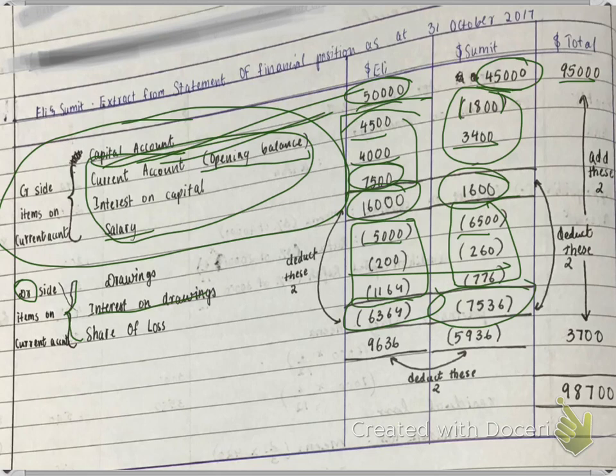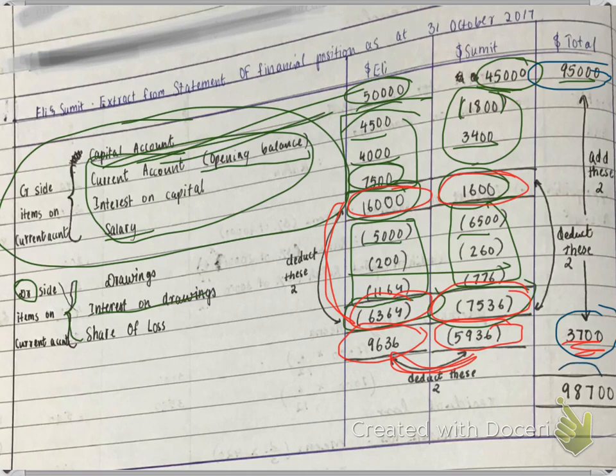After doing that, we're supposed to subtract these two values, 16,000 and 6,364. Then we get 9,636. Then we subtract 1,600 and 7,536, and we get minus 5,936. Then after we get these two values, again we deduct them from each other. So 9,636 minus 5,936, and we get 3,700. After we get 3,700, we need to add this capital account total with this current account total. So we get 95,000 plus 3,700. So the answer is 98,700.